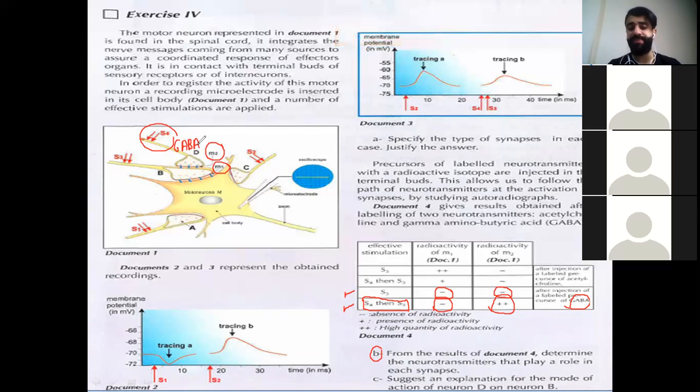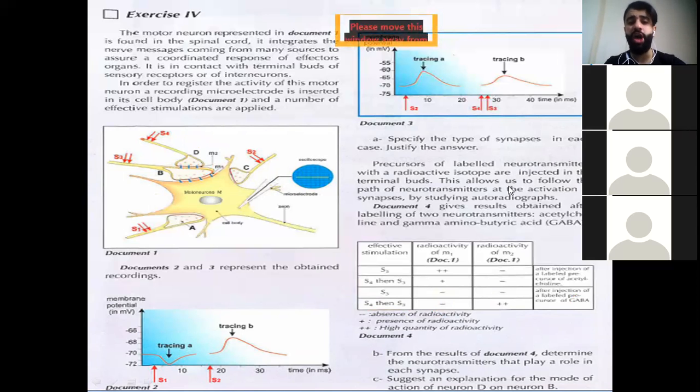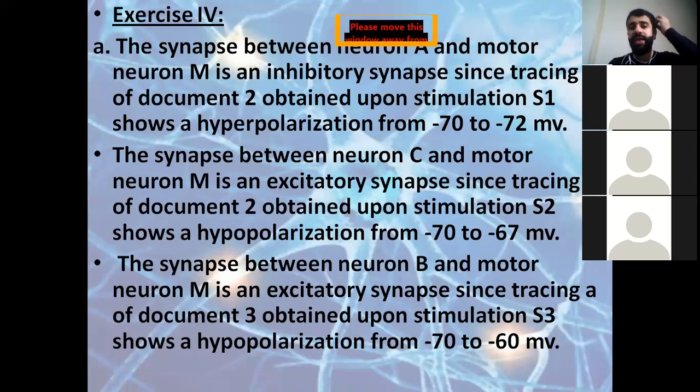So, suggest, part C, an explanation for the mode of action of neuron D on neuron B. This is the one that I was talking about right now, about the action of GABA on the acetylcholine. So first, part A, the synapse between neuron A and the motor neuron M is inhibitory. Why? Because in document 2, tracing A, upon stimulation S1 shows hyperpolarization. The meaning of hyperpolarization is from minus 70 to about minus 72, so it decreases below the resting potential, minus 70, so it's an inhibitory synapse.